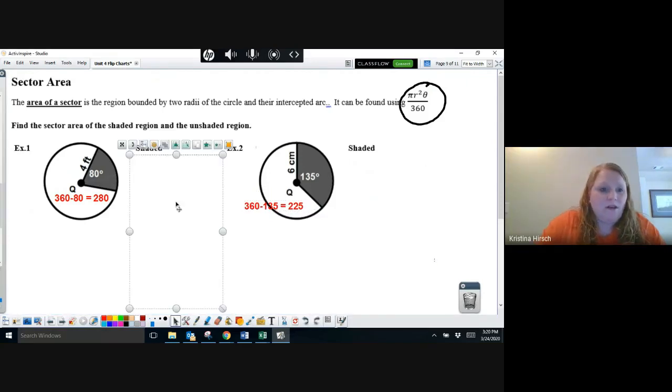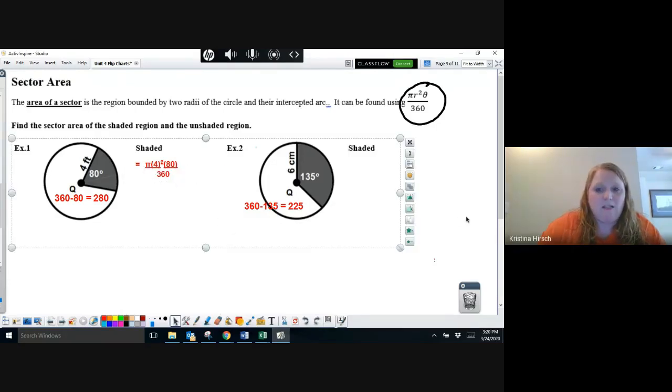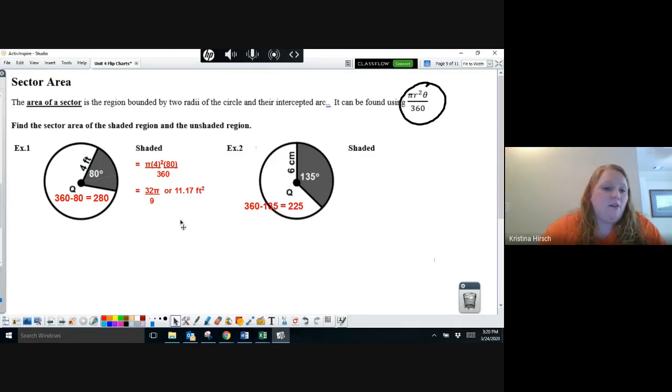If we look at this first example, we're using the formula above, pi r squared theta over 360, but because of space, I didn't rewrite the formula. I substituted in the 4 for my radius, and 80 degrees, because that's the shaded region, over 360. In my calculator I would get 32 pi over 9, and converted to a decimal, I get 11.17 square feet. Remember, we're not looking at length here, we're looking at coverage. How much space is there to throw all my toppings?